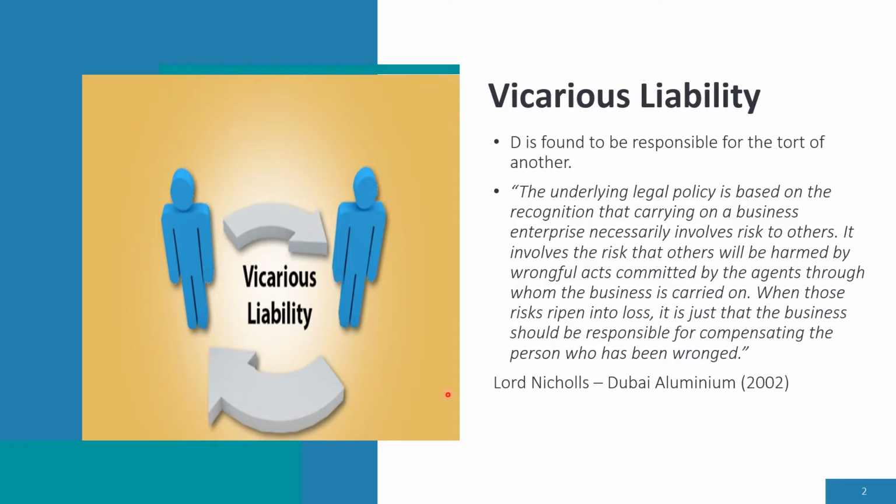Lord Nichols explains quite eloquently why we have vicarious liability. He says, quote, "The underlying legal policy is based on the recognition that carrying on a business enterprise necessarily involves risk to others. It involves the risk that others will be harmed by wrongful acts committed by the agents through whom the business is carried on. When those risks ripen into loss, it is just that the business should be responsible for compensating the person who has been wronged."